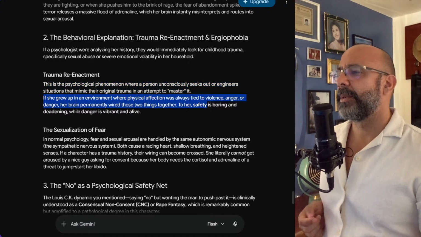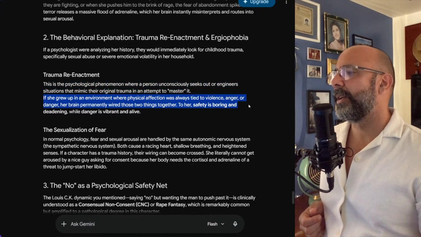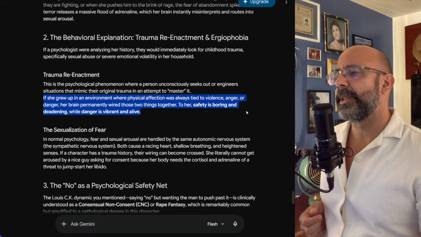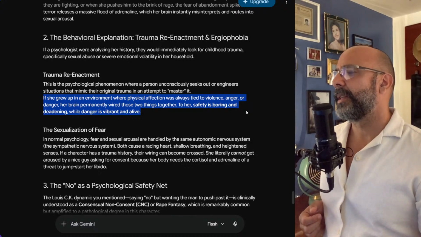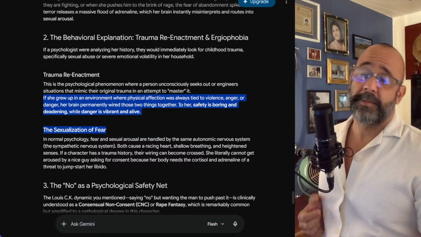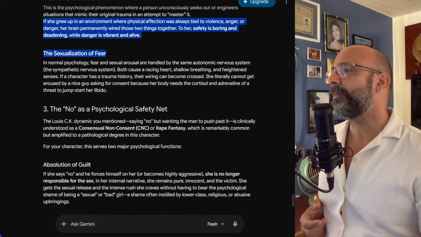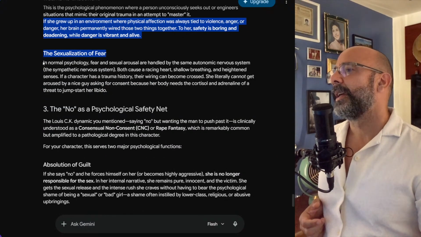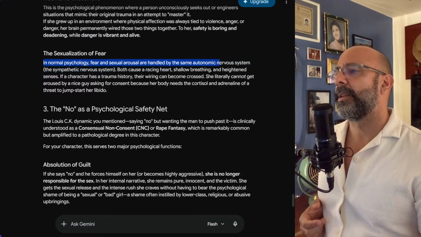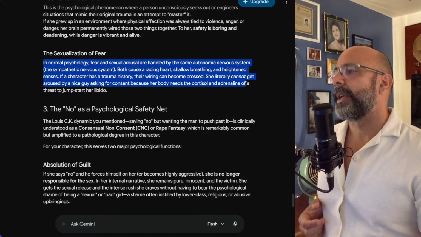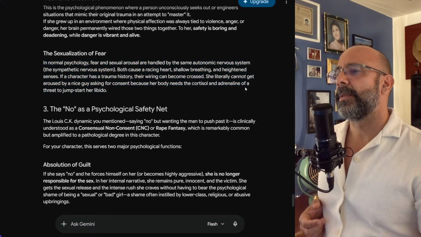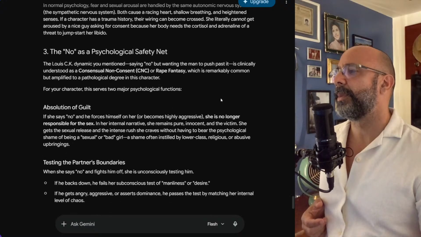"If she grew up in an environment where physical affection was always tied to violence, anger, or danger, her brain permanently wired those two things together. To her, safety is boring and deadening, while danger is vibrant and alive." Well, that would explain the desire for danger, right? "Sexualization of fear. In normal psychology, fear and sexual arousal are handled by the same autonomic nervous system, the sympathetic. Both cause a racing heart, shallow breathing, and heightened senses. If a character has a trauma history, the wiring can become crossed. She literally cannot get aroused by a nice guy asking for consent because her body needs the cortisol and adrenaline of a threat to jumpstart her libido."